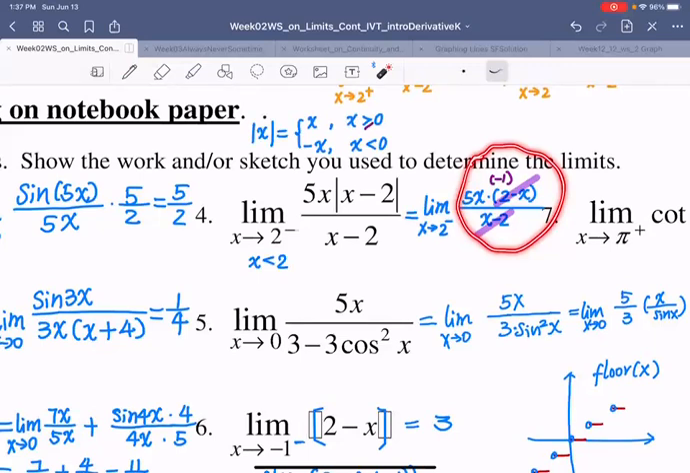Negative 10. Very good, because even though x approaches 2 from the left, that still means you want to replace x by 2. So this is 5 times 2 times negative 1, which is negative 10. So the answer is negative 10, okay?